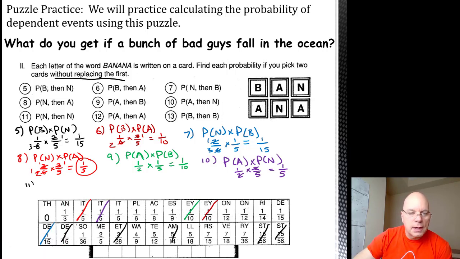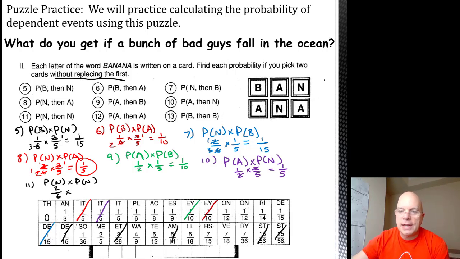Number 11, probability of N then N. Probability of N multiplied by probability of N. The probability of getting the first N is 2 favorable outcomes out of 6 tiles, so 2/6. After I get the first N, there's only 1 N remaining and only 5 tiles remaining, so that's 1/5. Of course, the 2/6 simplifies to 1/3, and so the probability is 1/15.